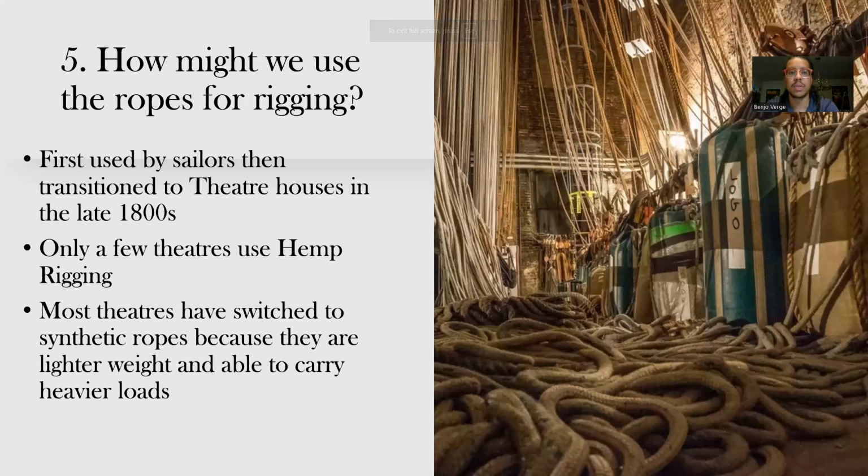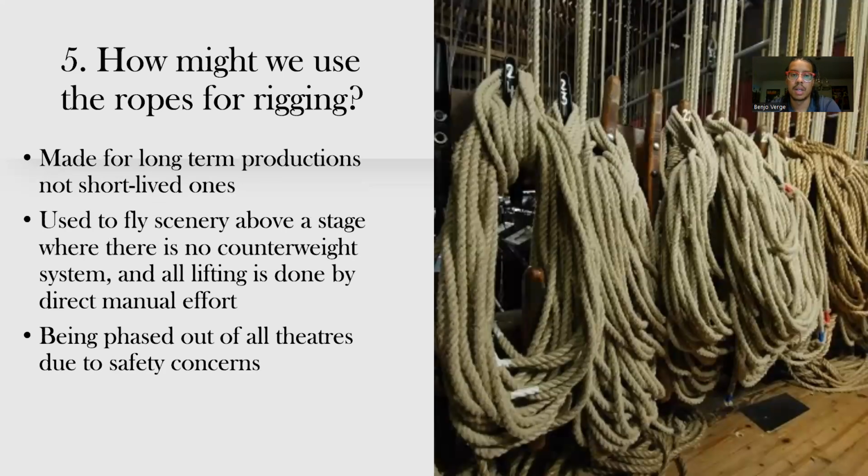Number five, how might we use the ropes for rigging? Like the video previously said, a lot of ropes are used for sailors, and then it transitioned to theater houses in the late 1800s. Only a few theaters use hemp rigging. One of the ones in the United States is in Philadelphia. Most theaters have switched to synthetic ropes because they are lighter weight and able to carry heavier loads. So these are also made for long-term productions and not the short-lived ones.